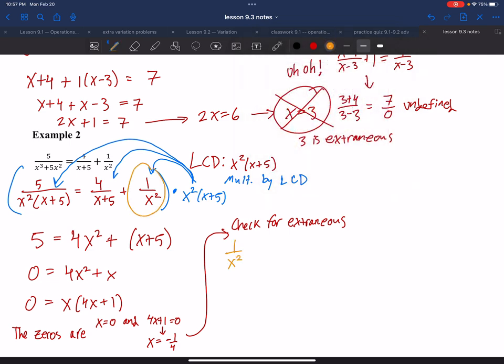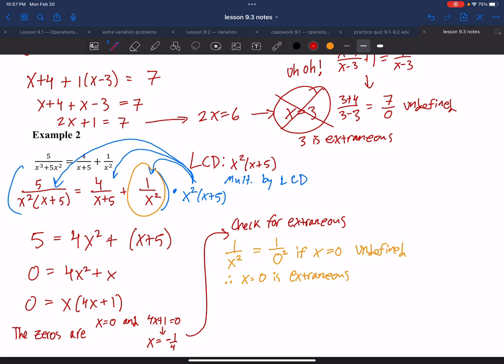1 over x squared. Well, that equals 1 over 0 if x equals 0. Right, it's 1 over 0 squared. And that's undefined. So, therefore, x equals 0 is extraneous. And then you can plug in your negative 1/4, and everything will be fine. Just trust me. None of the denominators go to 0 if you plug in negative 1/4.